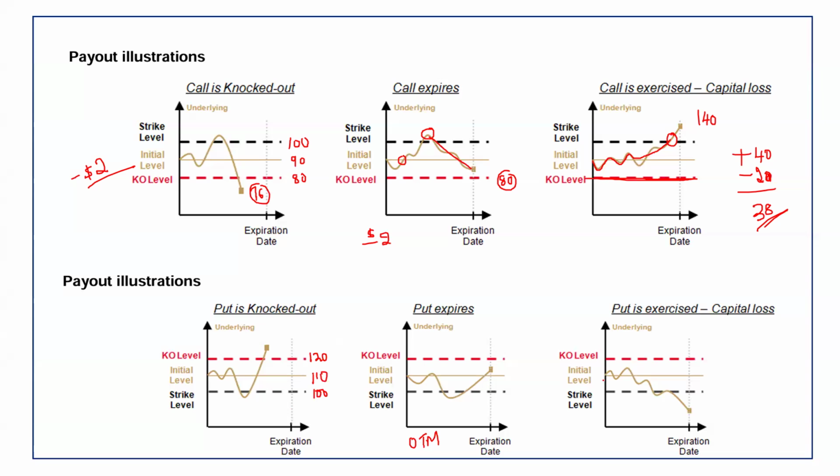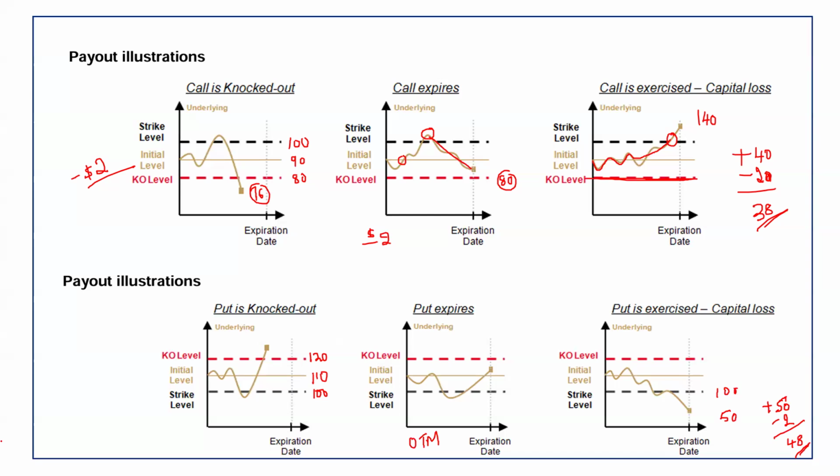Now, in the third scenario, the stock did not break the knockout level. It kept going down. Let us say from 110, it has come down to 50. The holder can get a cash inflow of 50, and assuming he has paid $2 as a premium, he makes 48.